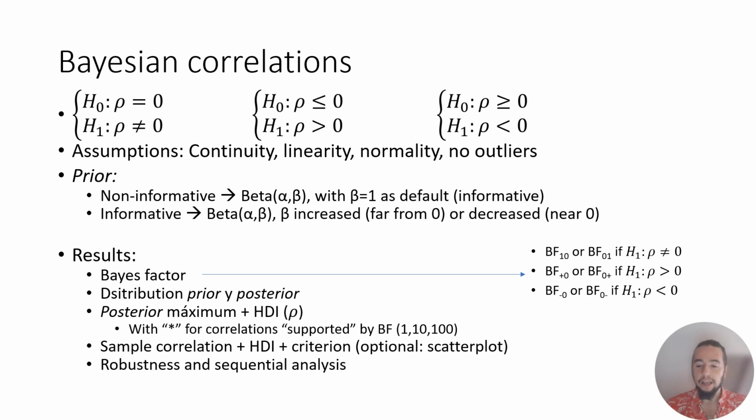credible interval. They will also have the 3-star system implemented here, I suppose because the JASP team was assuming that a lot of people are going to look at the correlation matrices. So to be quick and to decide which is significant or not, remember here we don't have any statistical significance test. This 3-star system is set as Bayes factor above 1, above 10, and above 100, okay? We will also have the sample correlation, the credible interval, and optionally we can have some scatter plots, and also we can opt for a robustness and sequential analysis.